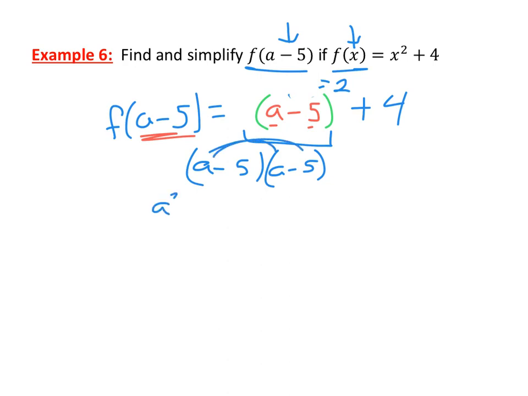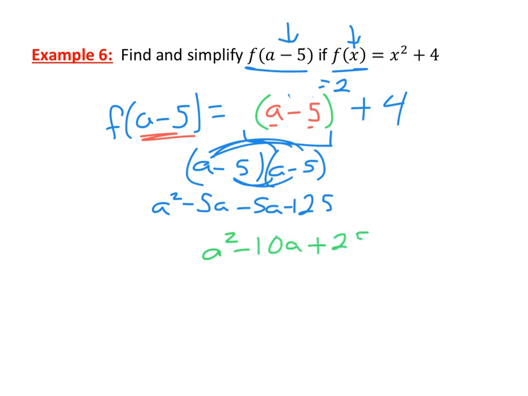So we got a squared minus 5a minus 5a plus 25. If I combine that, I get a squared minus 10a plus 25. I'm going to carry my 4 down now. A lot of the times when I do this distribution, I'll write it off to the side and do it off to the side. This way my problem is not as jumbled.